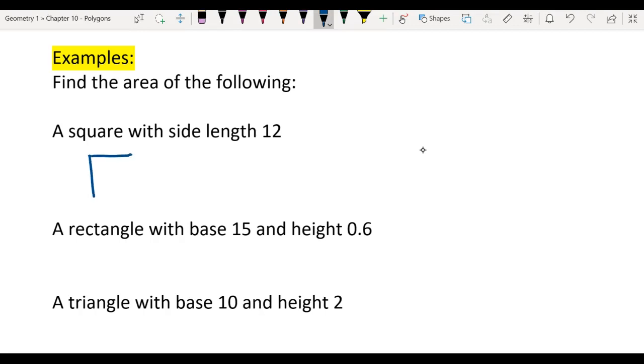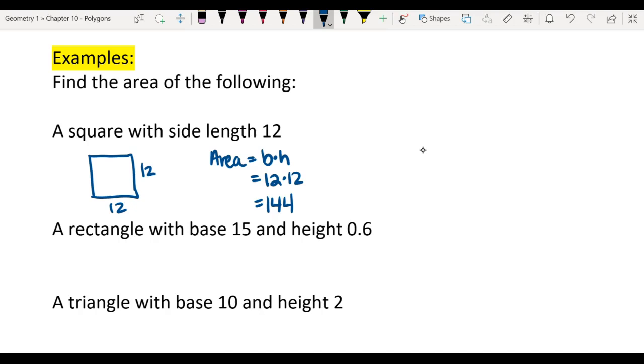So you have a square with side length 12. Your base and your height would be 12 and 12. So your area would be base times height. So it would be 12 times 12, which is 144. You do not need to show the level of work I'm showing today. Okay? If you want to show less work than this, you can.